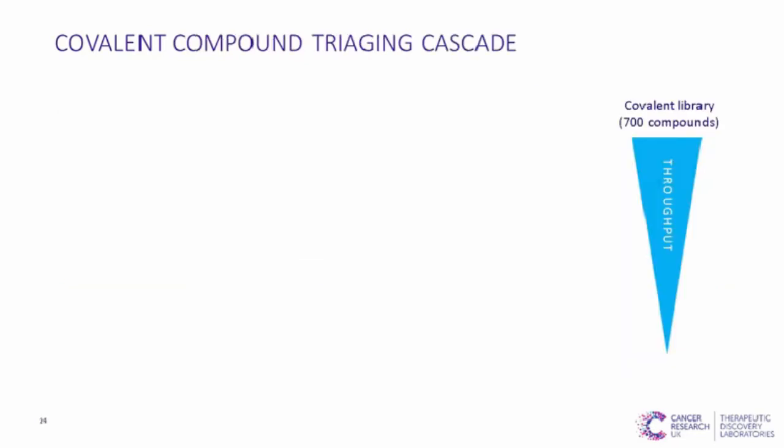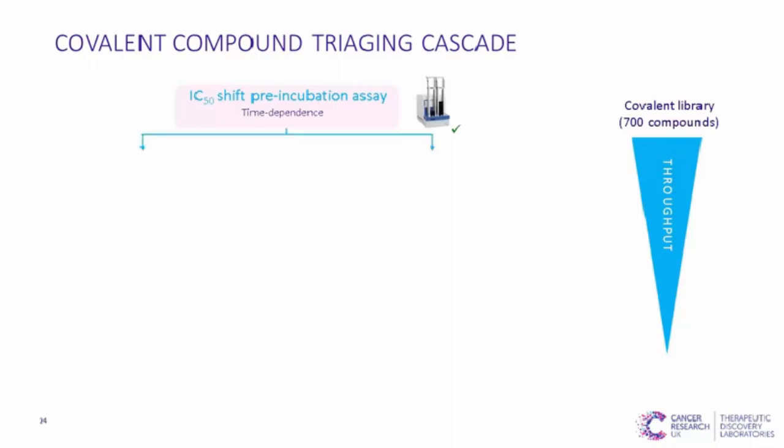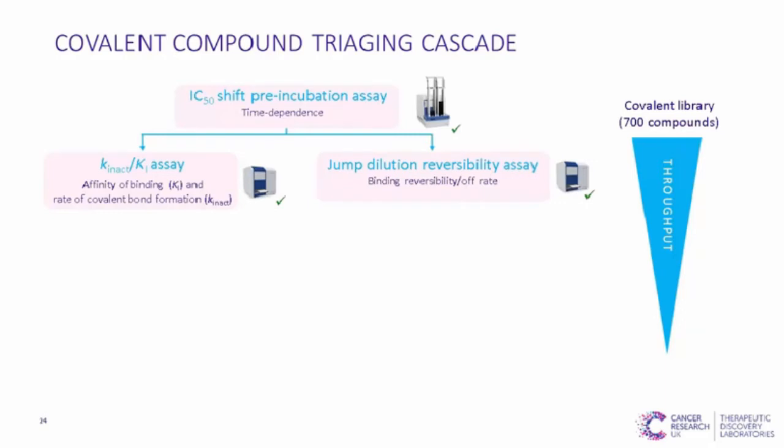This is an example of a typical triaging cascade for covalent compounds. We have a subset in our library of approximately 700 covalent compounds, which we can screen in the IC50 shift pre-incubation assay. I'll go on to describe that in more detail, but that's a crude assay that we typically put at the beginning of the cascade. We can follow this up with more detailed mechanism of inhibition assays, such as the kinact/KI assay, or the jump dilution reversibility assay.